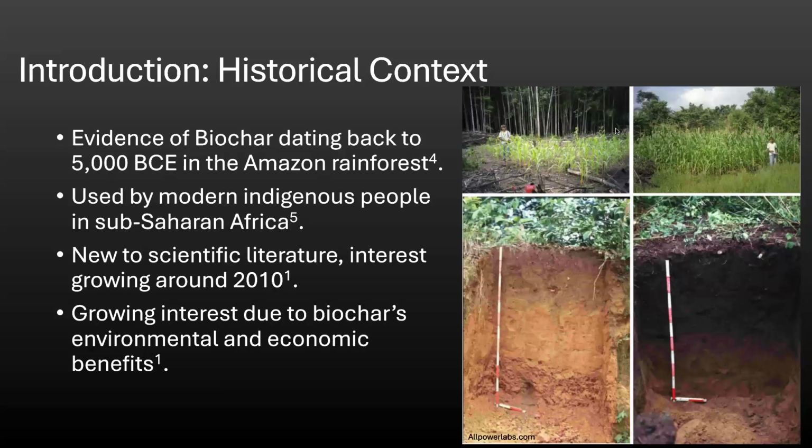And so some historical context for biochar: there's been evidence of its use dating back to 5000 BCE in the Amazon rainforest. In this picture, you have the normal Amazon soil that's very lightly colored, and it's not as nutritious for plants. But then you have this very dark, almost black soil that's very nutritious for plants. And it's also been used by modern indigenous people in sub-Saharan Africa that often combine it with eggshells to improve its nutritional properties as well.